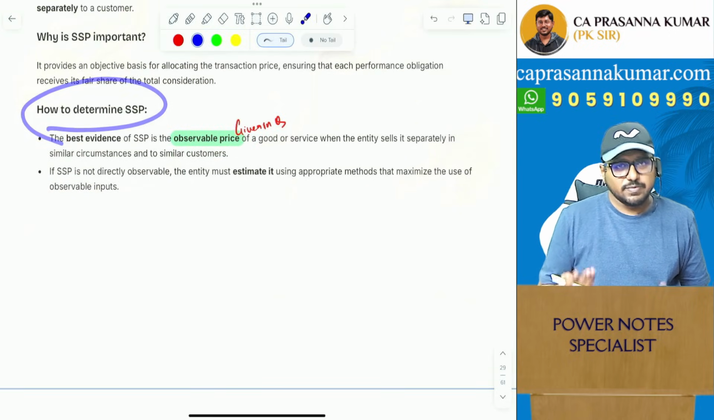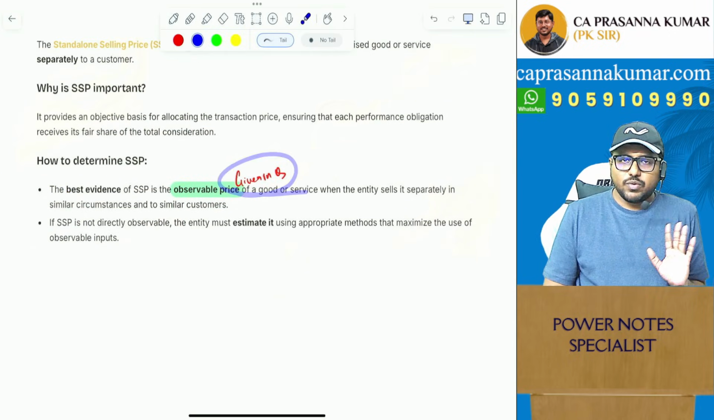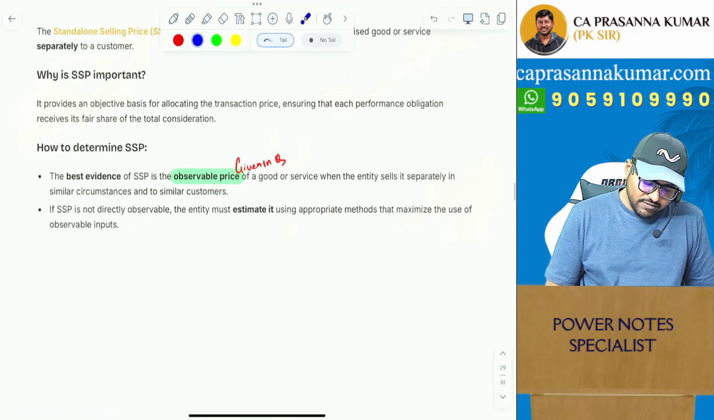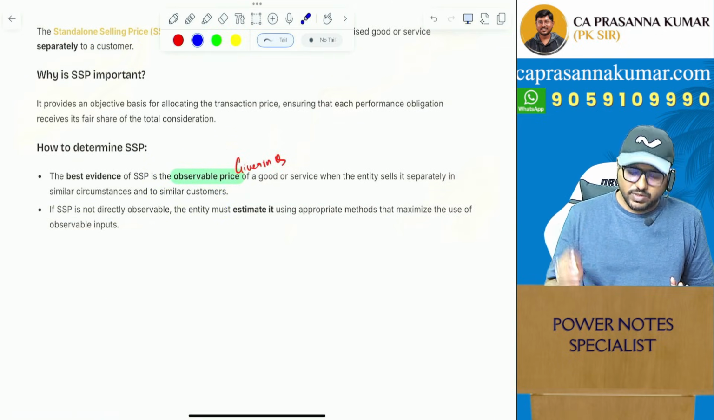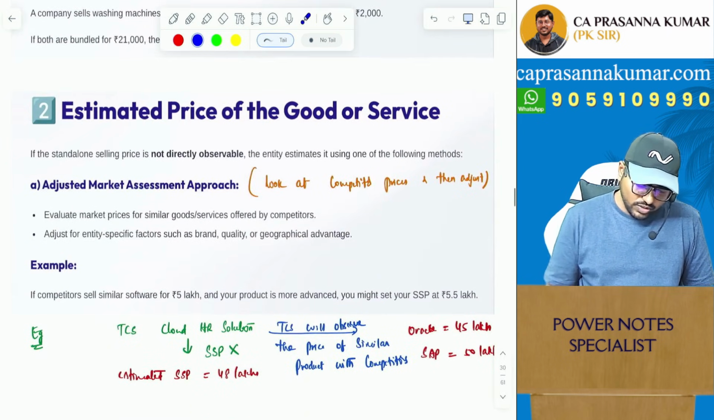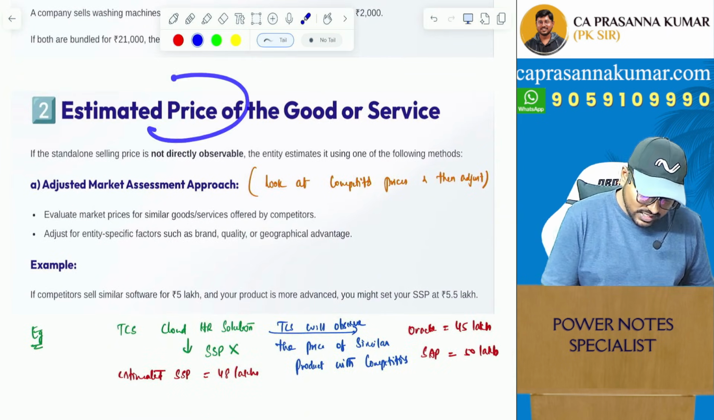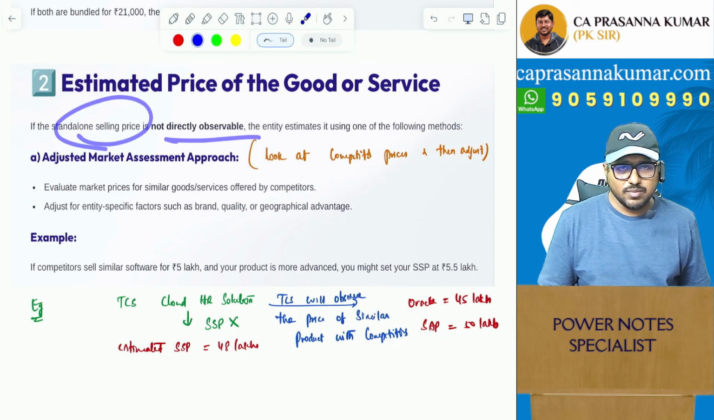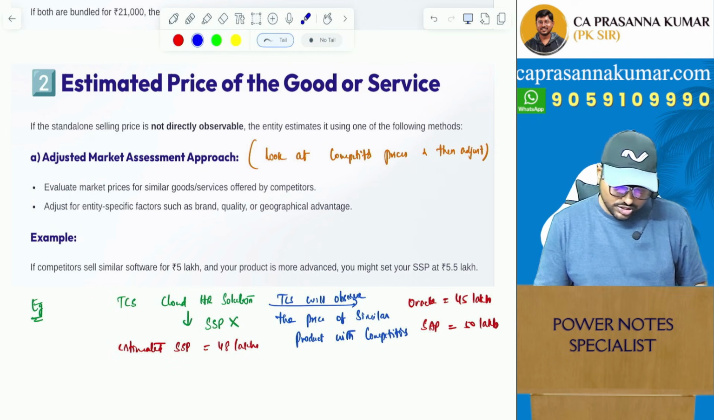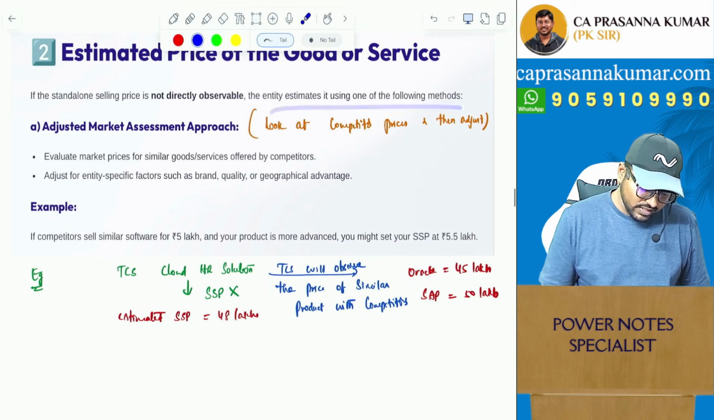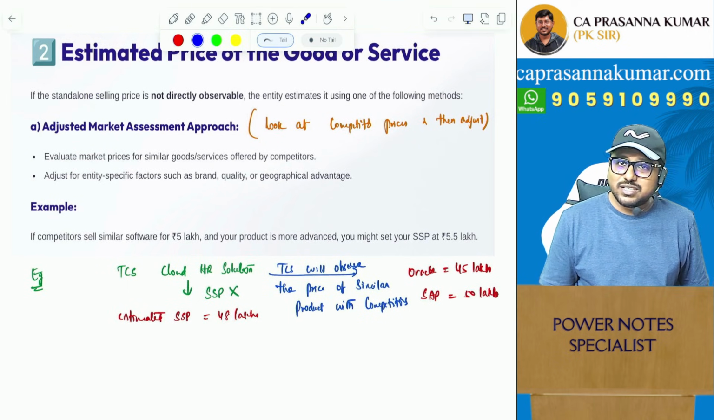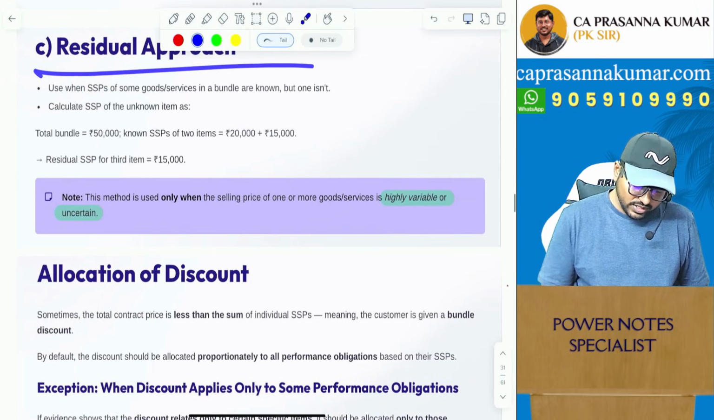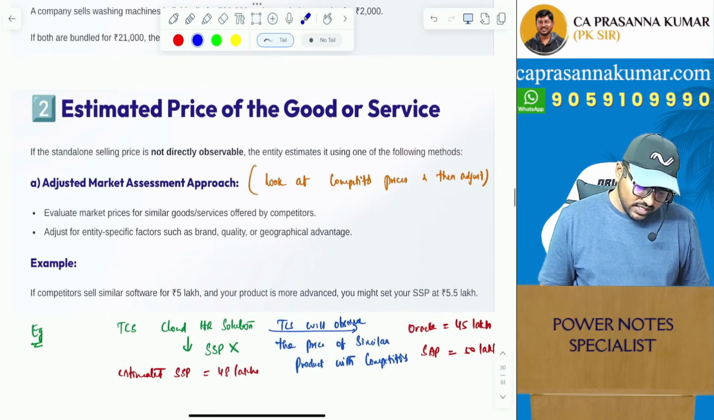Now, how to find SSP? Obvious question. Generally, it will be given in the question. Given in the question is nothing but the observable price. That's what we have seen here. But if it is not given in the question, if it is not directly observable, then we need to calculate. We have to estimate. How to do that? That's where we come to the second point: estimated price of the good or service. If the standalone selling price is not directly observable, in other words, it is not directly given in the question, then you need to estimate. Now, how to estimate? For that, we have certain methods. First one, adjusted market assessment approach; expected cost plus margin approach; residual approach. In this, the residual approach is important. Okay. Let's start with the first one.